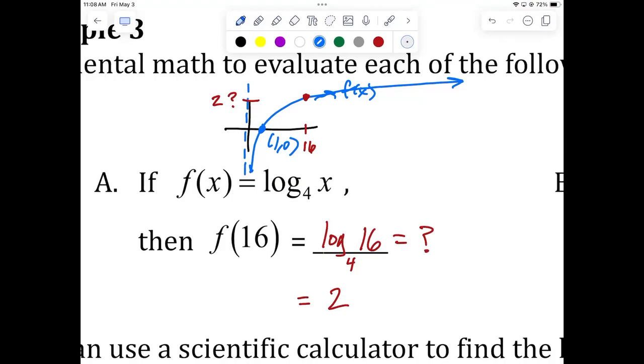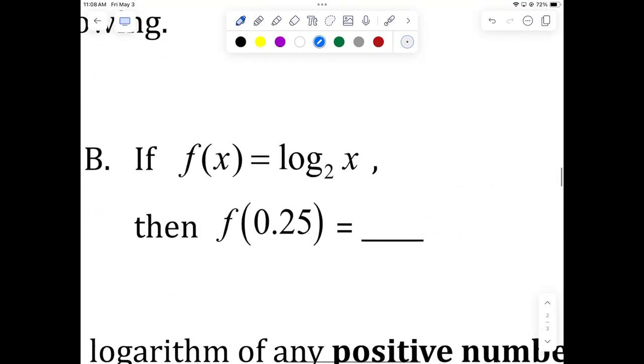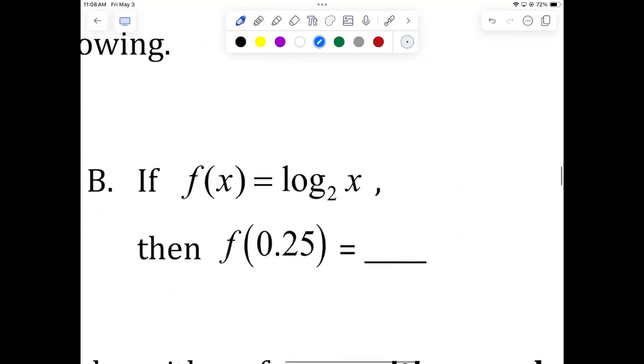All right? Cool. Let's try this one. If f of x is log base 2 of x, another logarithmic growth, what's f of 0.25? Well, let's plug it in. That's log base 2 of 0.25.